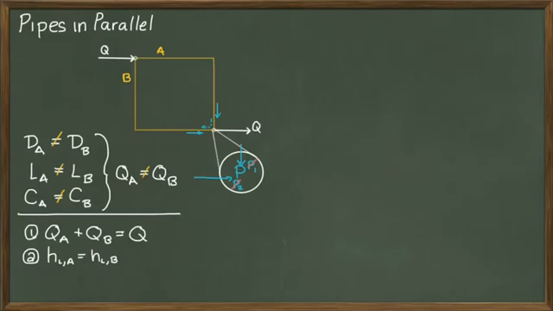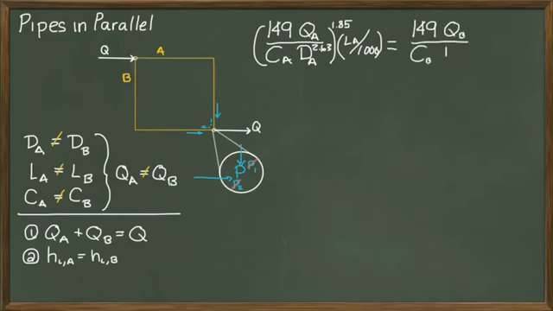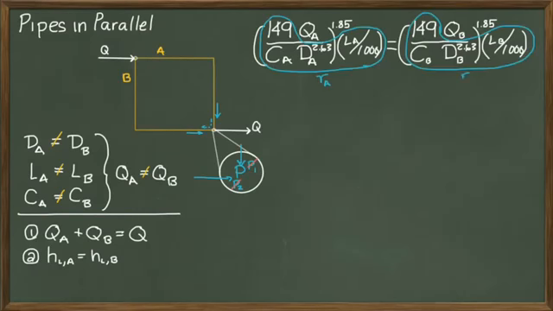Calculating the head loss, we can use one of the head loss formulae previously covered. In this case, I will use the Hazen-Williams equation. Because the head loss in A is equal to the head losses in B, we can set the 2 head loss calculations equal to each other. Looking at it this way, we can see that the pipe characteristics are given for both pipes A and B. And I will represent this as Rs of A and Rs of B.